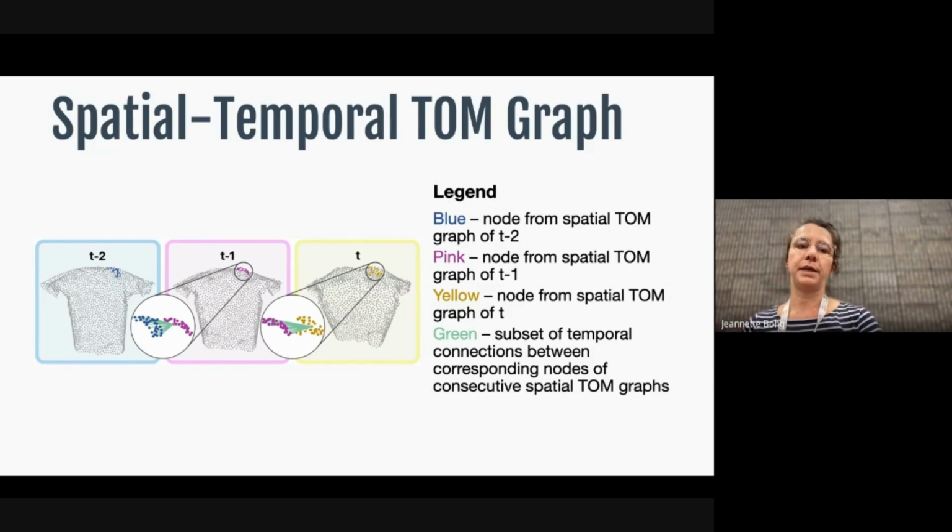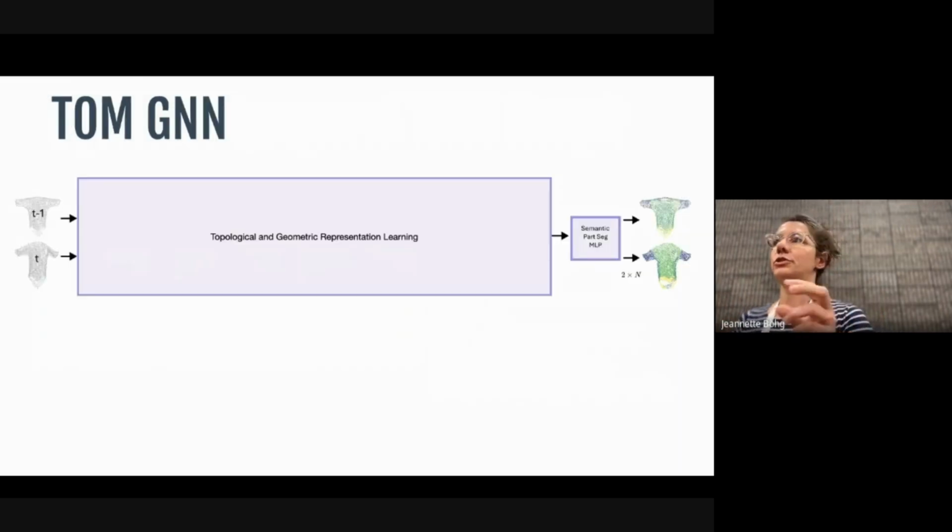Then we embed the spatial graphs in Euclidean space by taking the centroid of each of these neighborhoods. The closest nodes across time become temporal topological neighbors. This is what we call the spatial temporal TOM graph. The visualization here shows a subset of connections across time between corresponding nodes of consecutive spatial TOM graphs. That's what we do to create this TOM graph over both space and time for our point cloud.